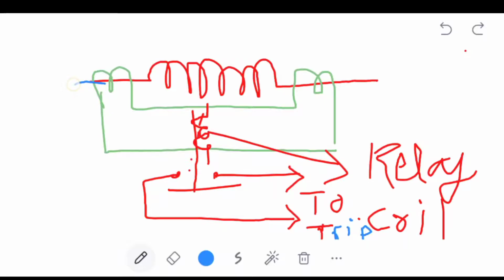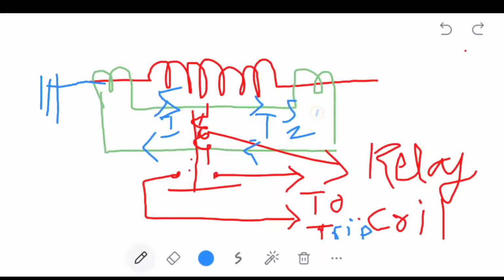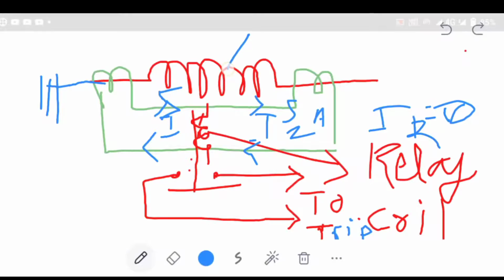Under normal operating conditions, the two current transformers are connected in series aiding or series opposition. The current entering is equal; the same current will flow. Assume the currents I1 and I2: I1 is 5 amps and I2 is also 5 amps. Hence the relay coil current IR equals 0 under normal operating conditions.